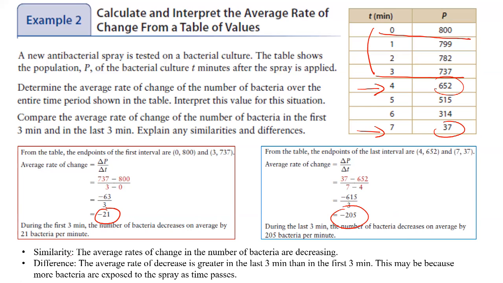So the similarity is the average rates of change in the number of bacteria are both decreasing. The difference is the average rate of decrease is greater in the last 3 minutes than in the first 3 minutes. This may be because more bacteria are exposed to the spray as time passes, right?